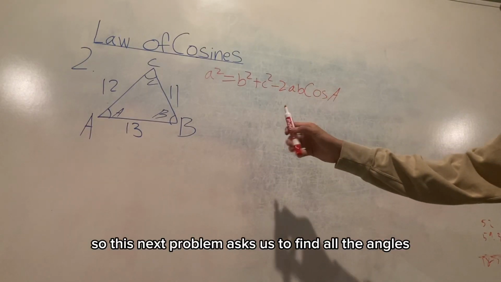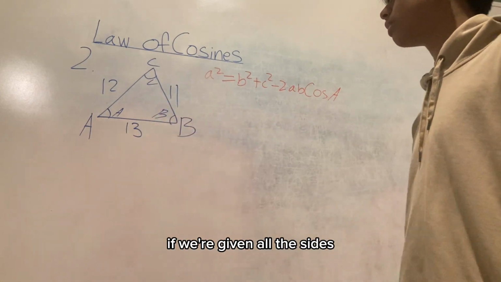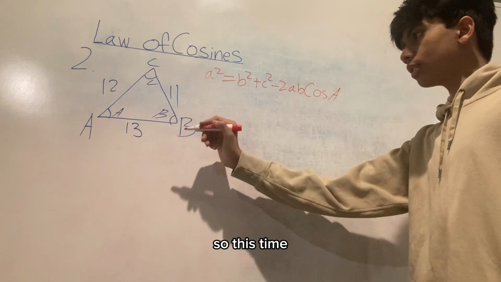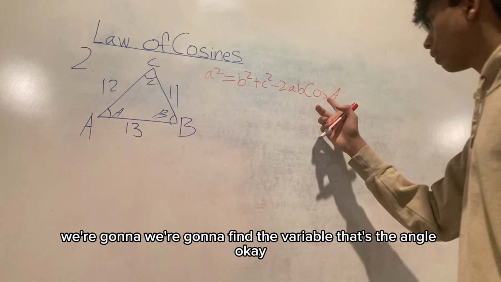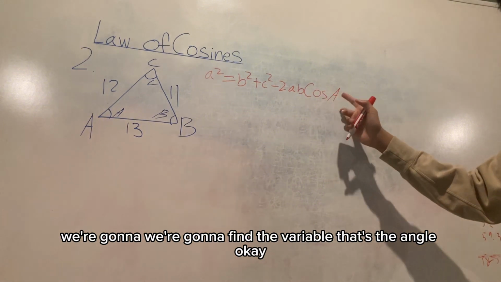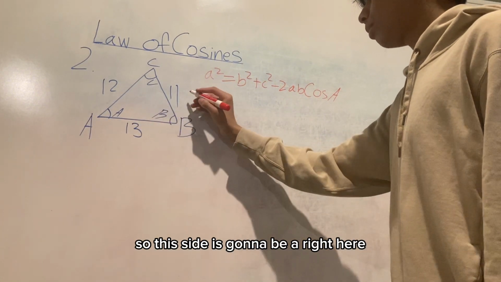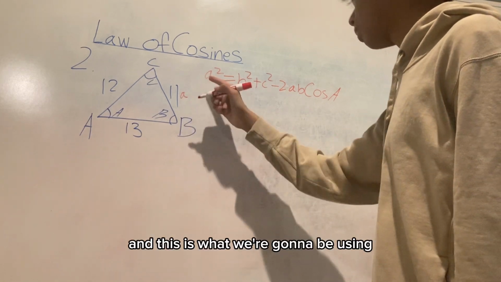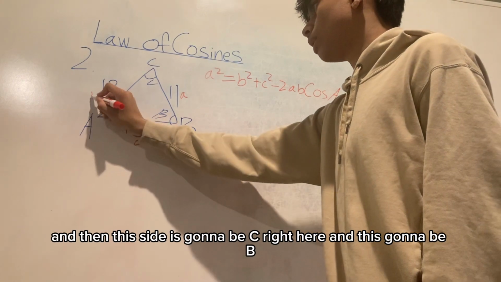So this next problem asks us to find all the angles if we're given all the sides. So this time, instead of solving for the variable that we're setting it equal to, we're going to find the variable that's the angle. Okay, so this side is going to be A right here, and this is what we're going to be using. And then this side is going to be C right here, and this is going to be B.